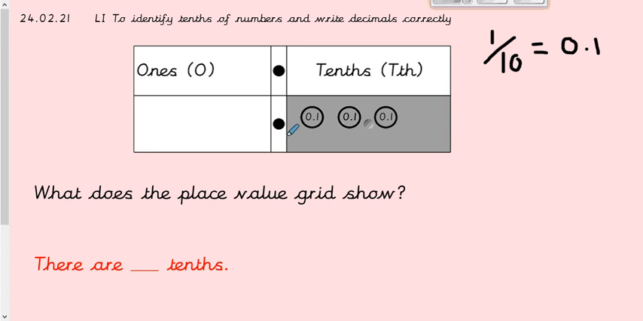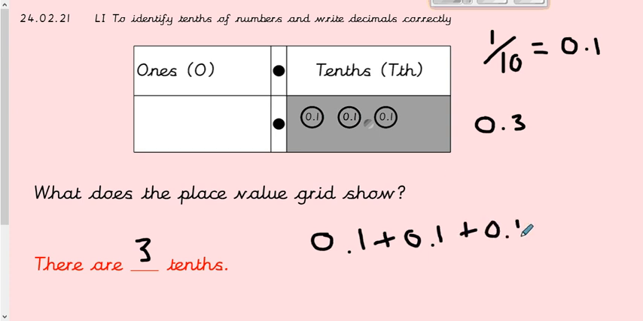So how many tenths do we have here? There are 3 tenths, and we would write that as 0.3, because if you add 0.1 and 0.1, I'm just adding these counters together. You would add the zeros, still 0, and then you would add the ones, 1, 2, 3. So it's 0.3.